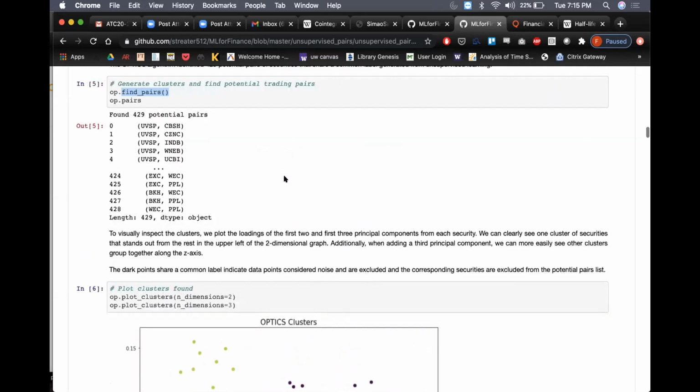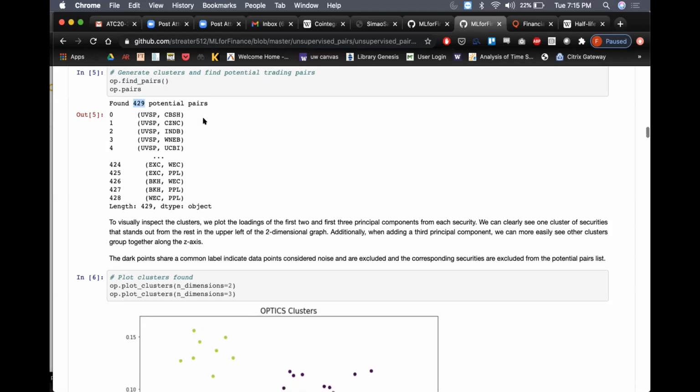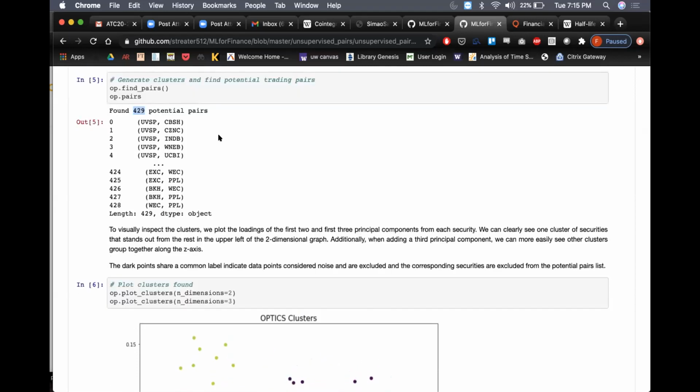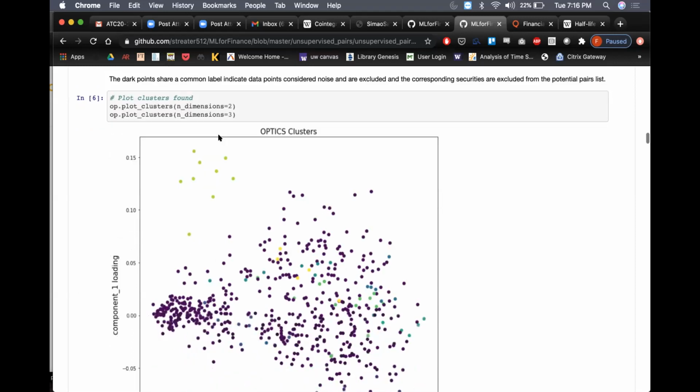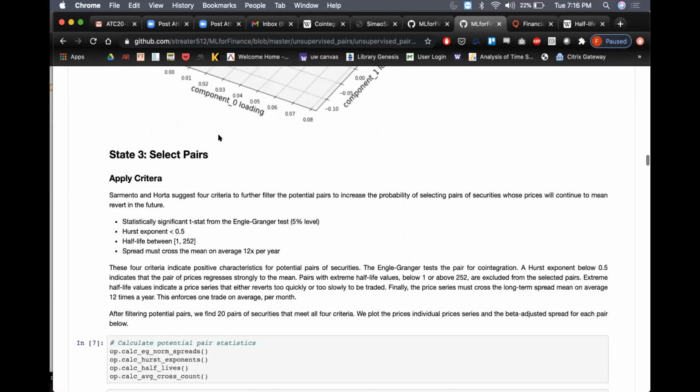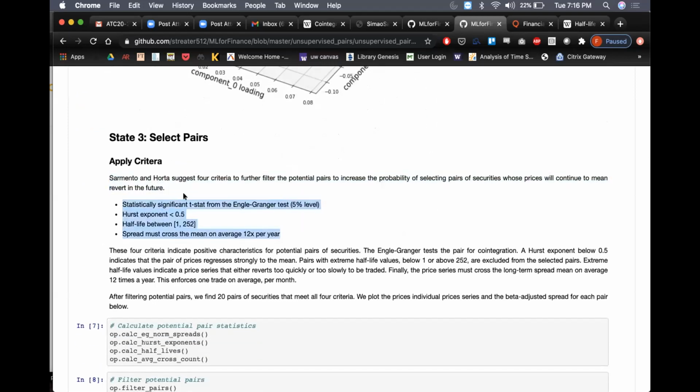So we've already reduced our problem from roughly 180,000 pairs to test all the way down to 429. So we've already reduced the computation time needed to find pairs drastically, by orders of magnitude. And so what the authors have done is say, okay, we have 429 potential pairs, but let's run these through a couple more tests just to ensure that we're going to get some quality mean reverting pairs for pairs trading. And so the authors have suggested 4 separate criteria in order to find high quality pairs for pairs trading.